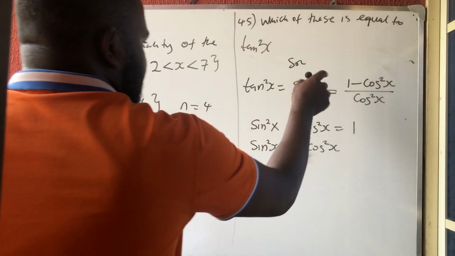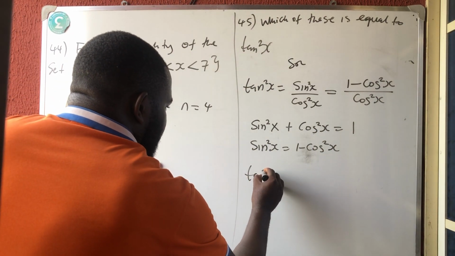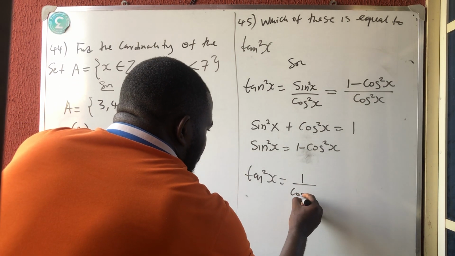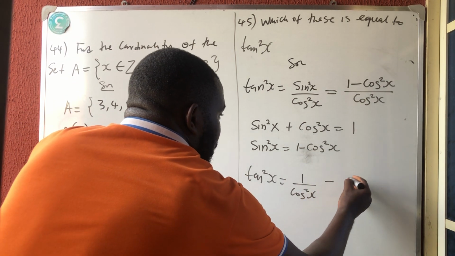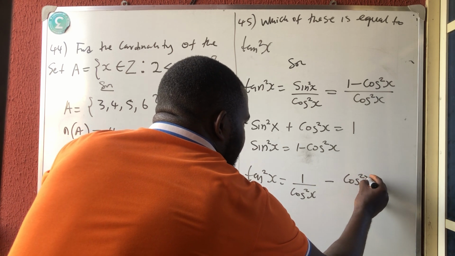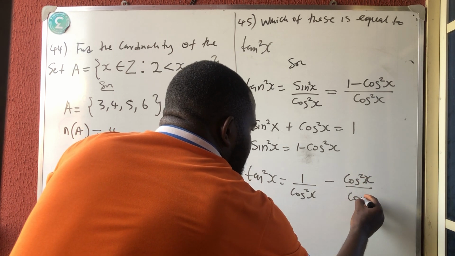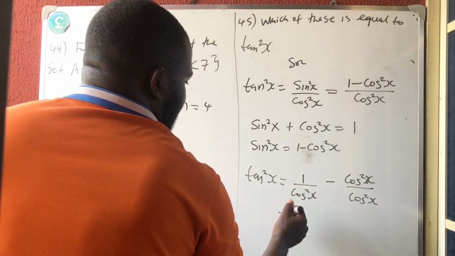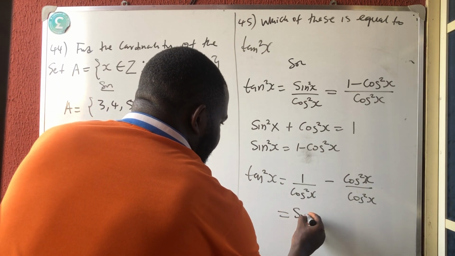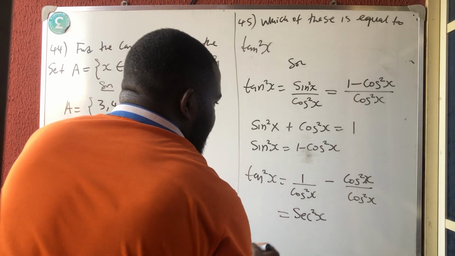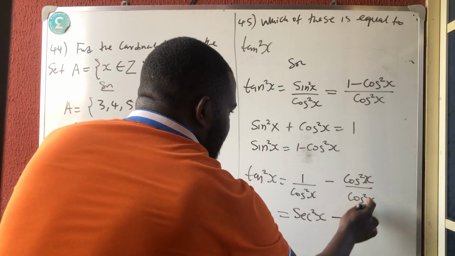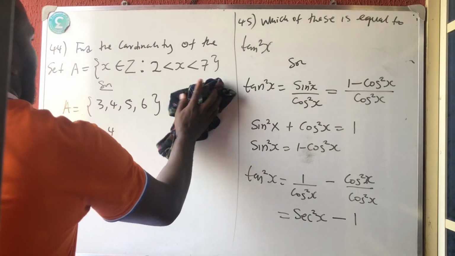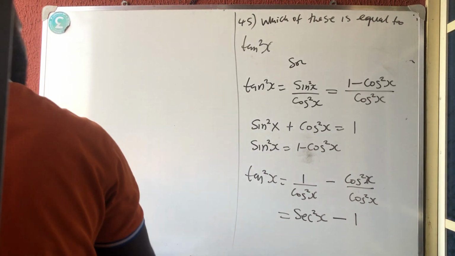Now if I separate it, tan squared x is the same as 1 over cos squared x minus cos squared x over cos squared x. So I'm left with 1 divided by cos squared x, which gives you sec squared x, minus anything divided by itself, which is 1. So that is the answer. That's all.